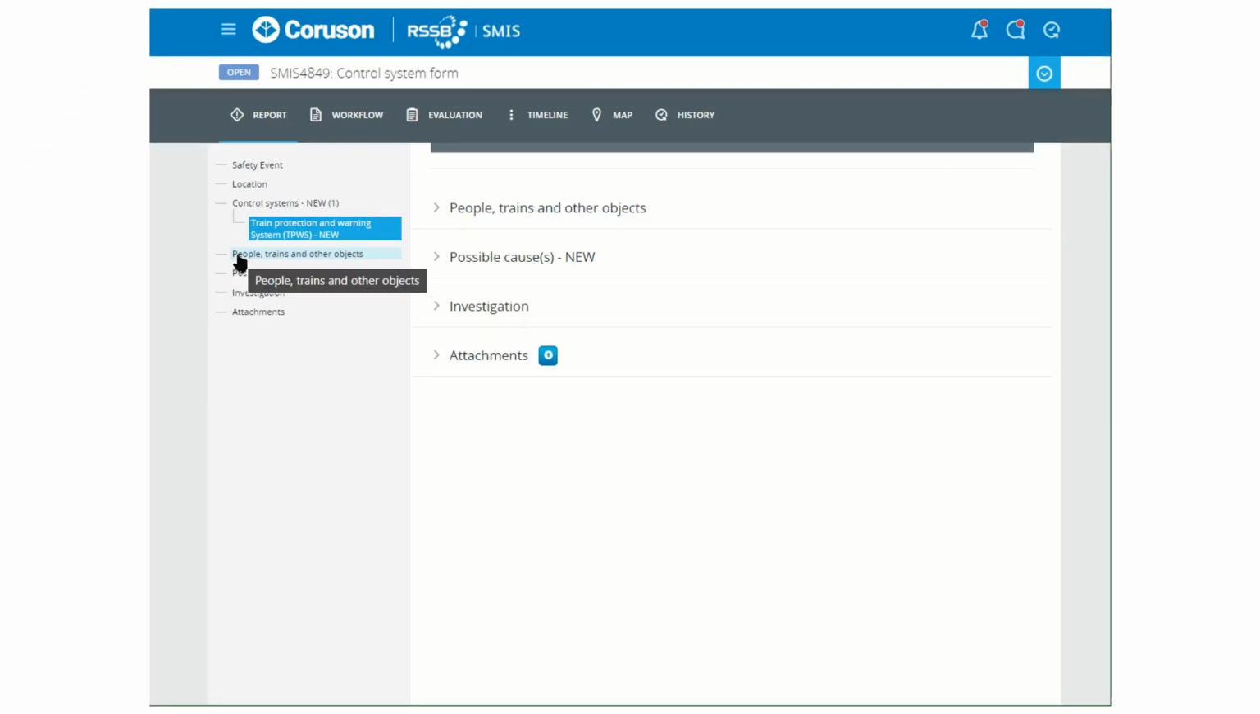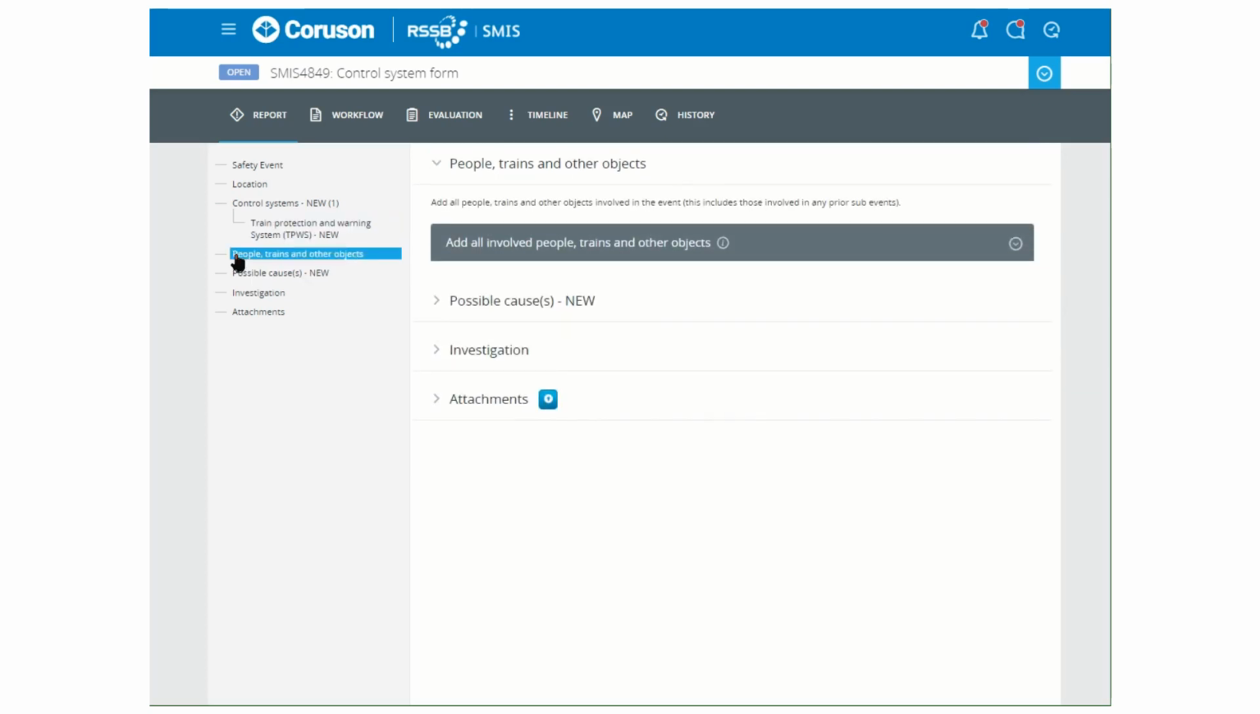Now we will look at the people, trains and other objects section in relation to the control system event, where I am going to point out some of the more common objects and object roles that you would be expected to record in relation to this type of event.